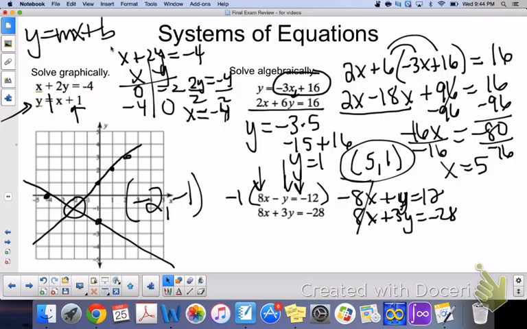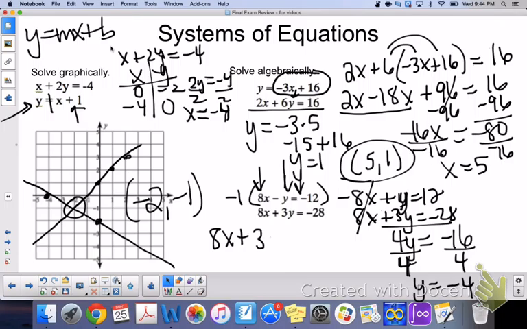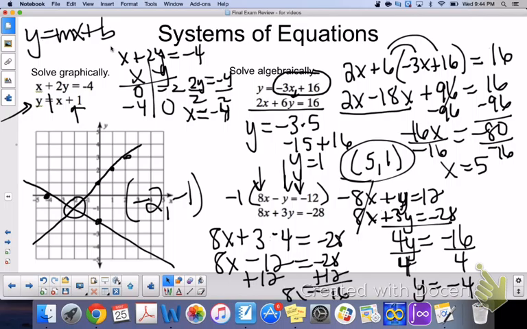8x and negative 8x cancel. y plus 3y is 4y. 12 plus negative 28 is negative 16. I divide by 4, and I get y equals negative 4. We then plug that in. I have 8x plus 3 times negative 4 equals negative 28. 3 times negative 4 is negative 12. We add 12. That gives me negative 16 equals 8x. Divide by 8, I get x equals negative 2.